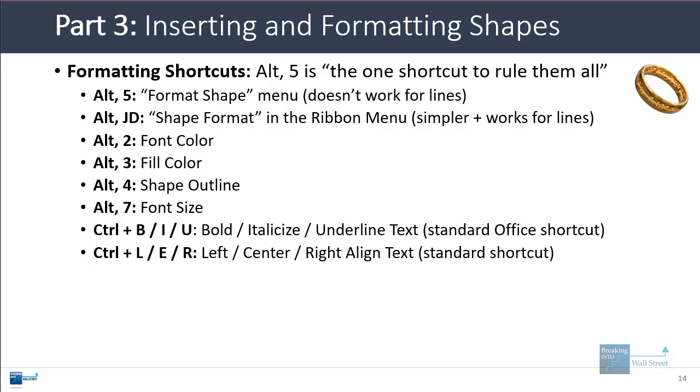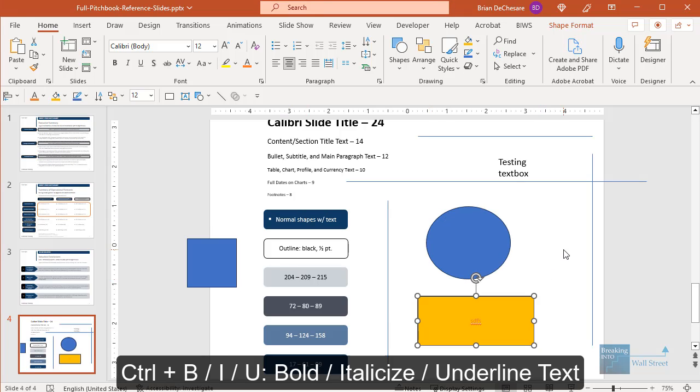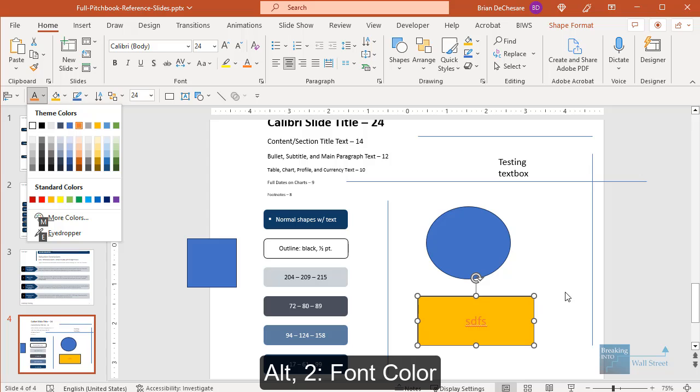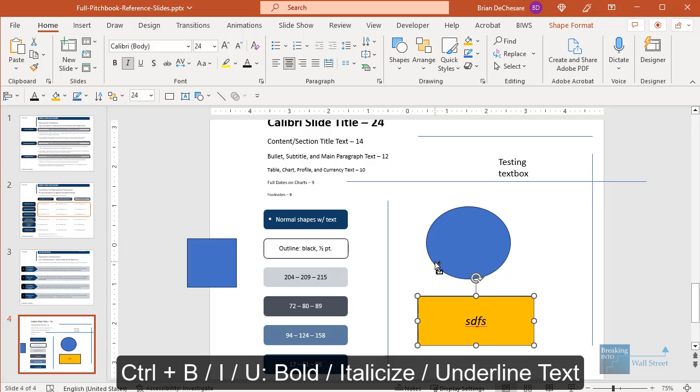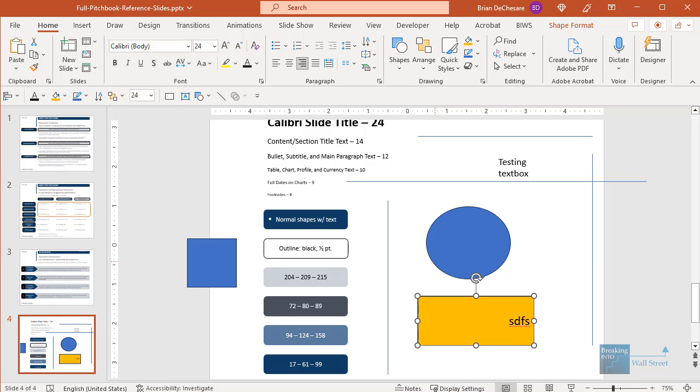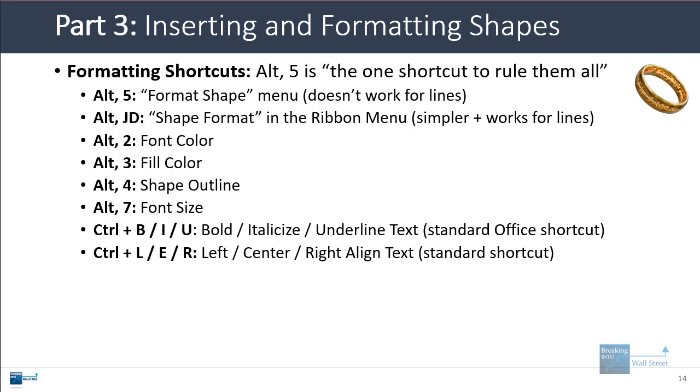So if we go in here, for example, I can press Control-B to bold it. Maybe I should change the font size first. I'll change it to size 24. And then I'll change the color again, Alt-2, and I'll move this back to black for the color. I can press Control-I to italicize it, and Control-U to underline it, Control-E to center it, Control-L to left align it, and Control-R to right align it. So those are a few things you can do there.